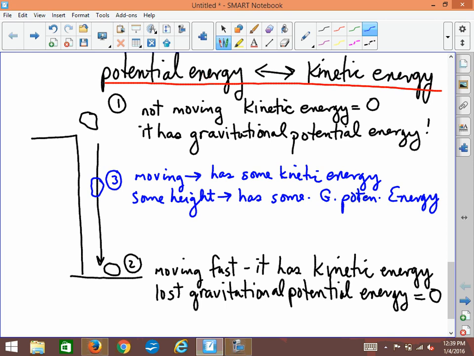So in position 1 at the top, it has 0 kinetic and all gravitational energy. At the bottom, it has all kinetic and no gravitational energy. And in the middle, it has a little bit of both.